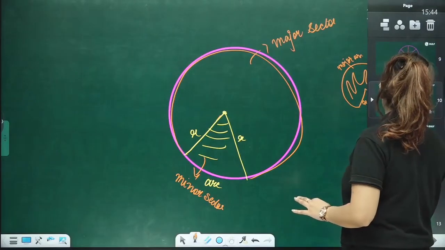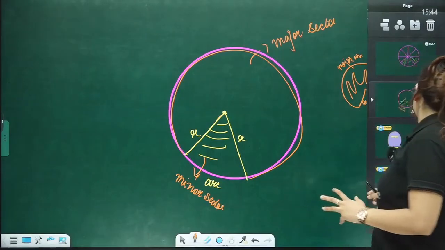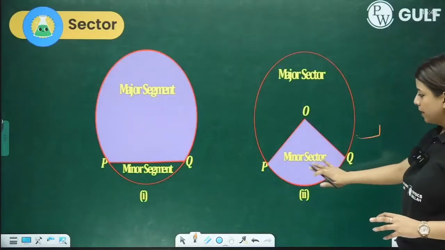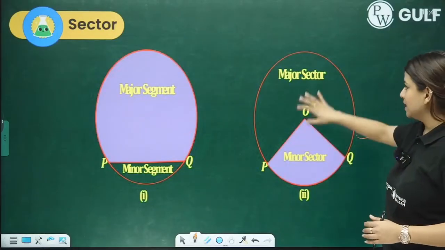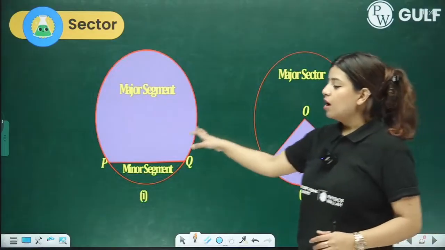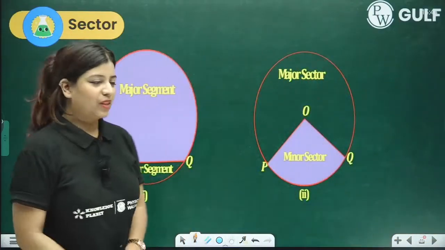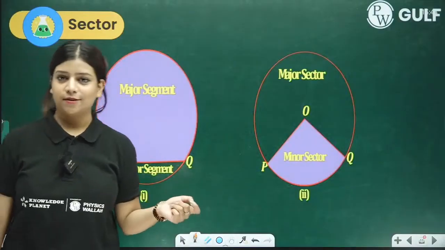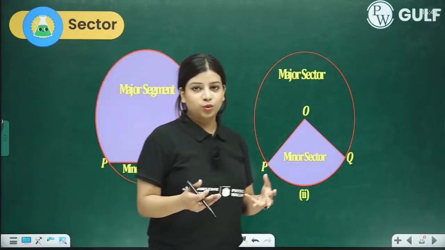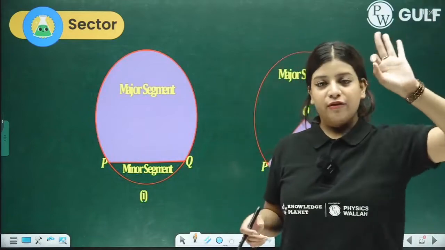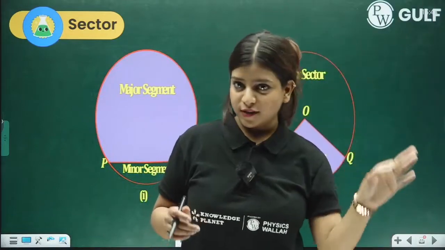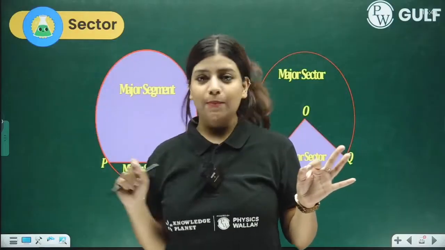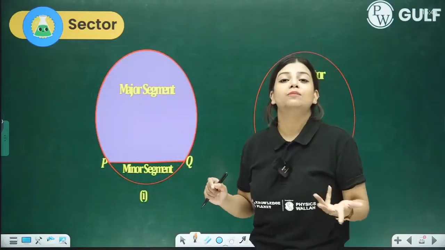Now the next part that we are going to learn is about the segment, right? Since we have learned about the sector part, this is the minor sector, this is the major sector. Now the segment is nothing but just a chord separating two regions in a circle. Now what is a chord, students? From any point in the circumference of the circle, if the line touches any other part of the circumference of the circle, that forms a chord.